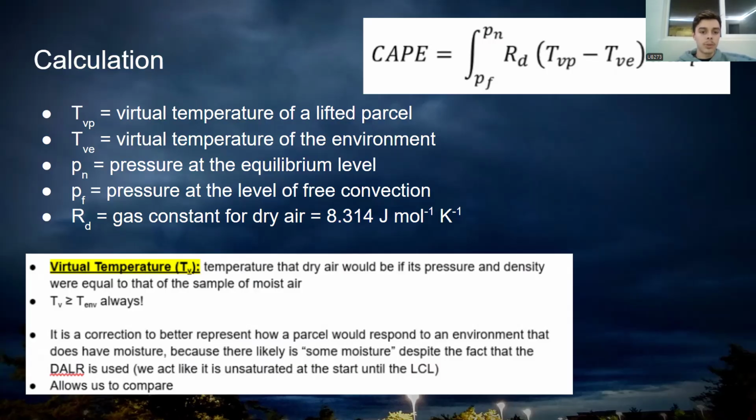Here is the virtual temperature of the environment, that's T_ve. We have P_n, that's the end of our integral, the pressure at the equilibrium level. And then P_f is the pressure at the level of free convection. So we go from P_f to P_n, those two are the bounds of our integral. And then R_d is just a gas constant for dry air. And then you hopefully know what d and p mean.